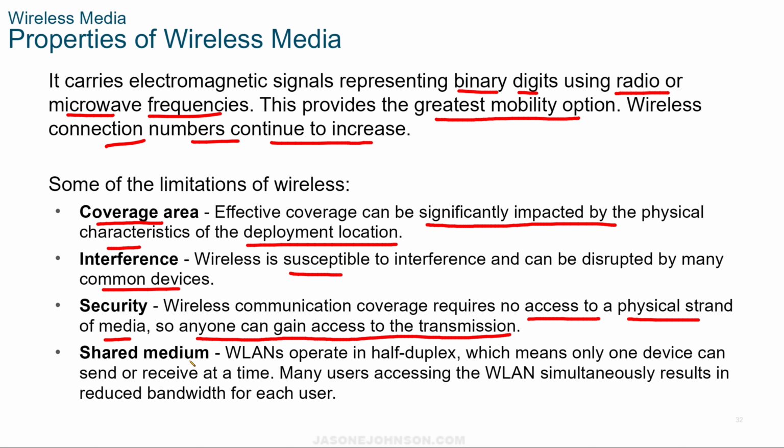And lastly, we'll look at shared medium. Wireless LANs operate in half duplex, which means only one device can send or receive at a time, and many users accessing the wireless LAN simultaneously can reduce the bandwidth for all the users.